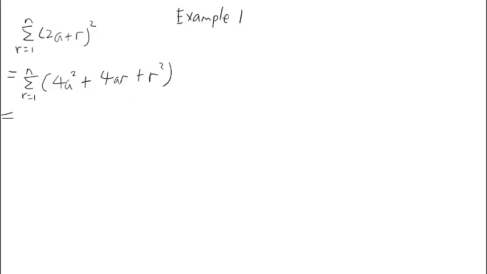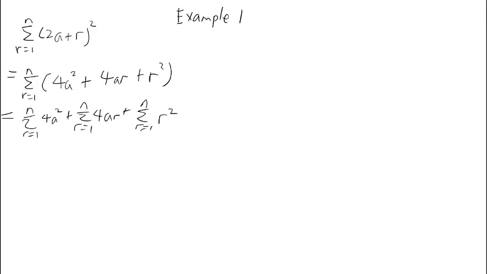Okay, the next step, you need to break this thing up into 3 parts using the property that we have learned earlier. When you break this up, you'll get the summation from r equals 1 to n of 4a square, plus the summation from r equals 1 to n of 4ar, plus the summation from r equals 1 to n of r square. We simply break up this summation into 3 parts, 4a square, 4ar, and r square. Then we'll tackle them one by one.